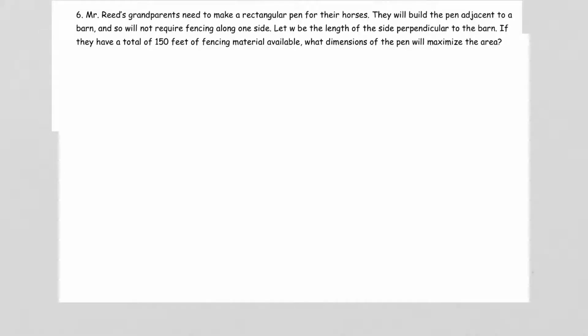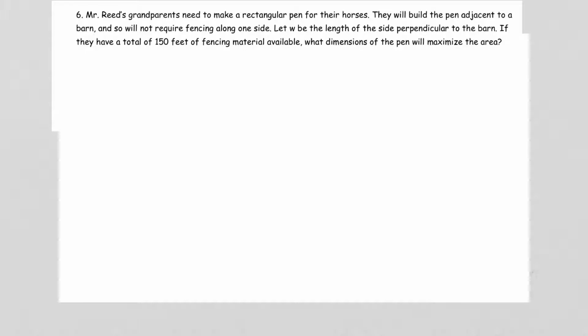All right, problem number 6. Mr. Reed's grandparents need to make a rectangular pen for their horses. They will build the pen adjacent to a barn, and so will not require fencing along one side. Let's start to draw a diagram of this.